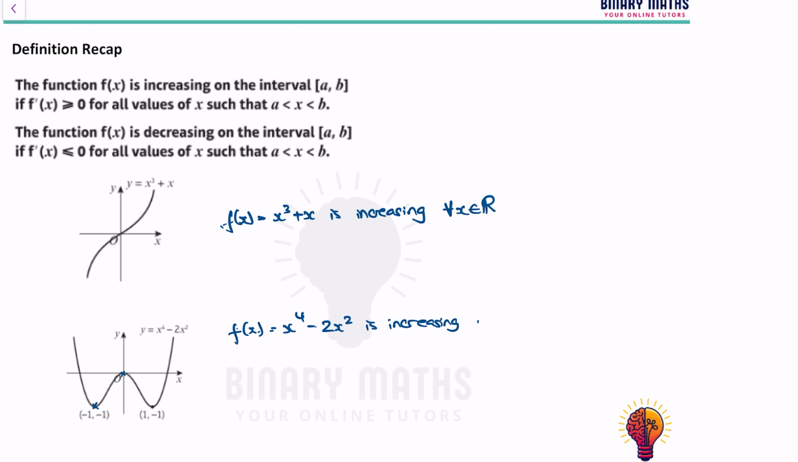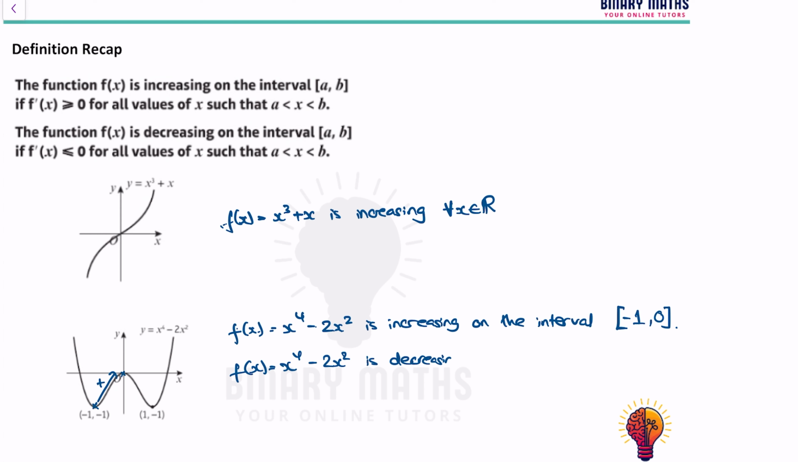So it's increasing on the interval from minus 1 to 0. So I can say it's increasing because you can see it's going up there, so it's positive there. But I can also say f of x is equal to x to the power of 4 minus 2x squared is decreasing.